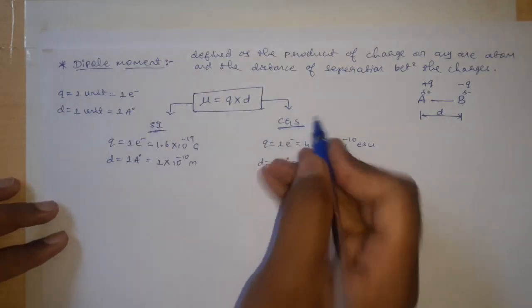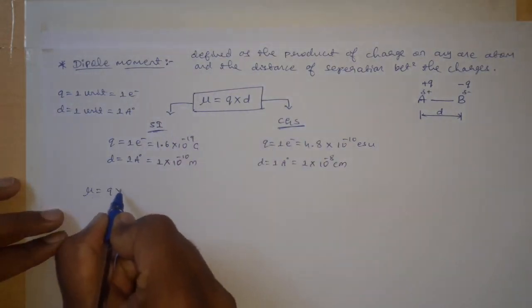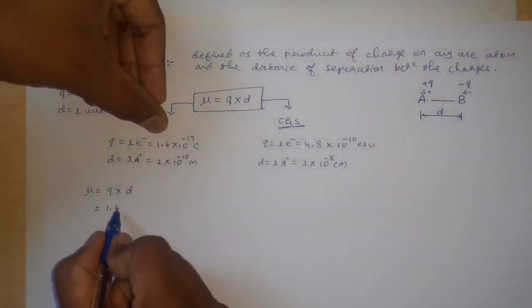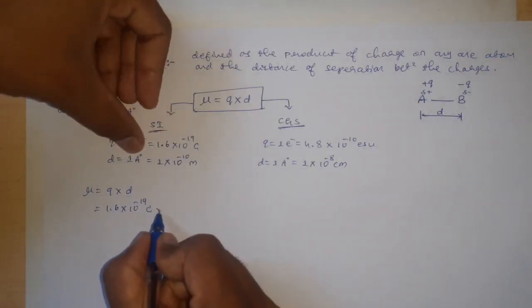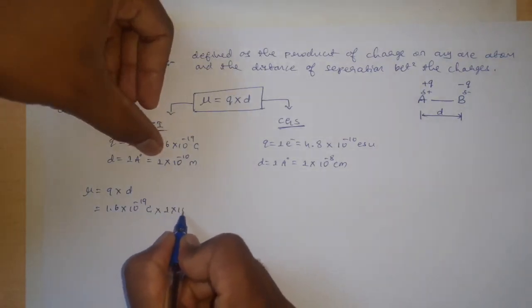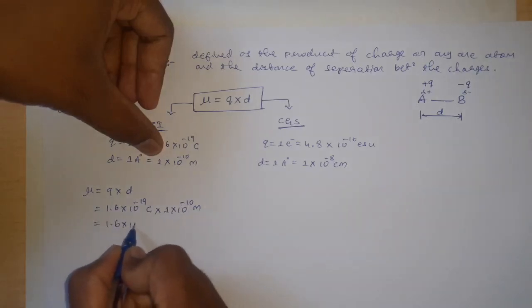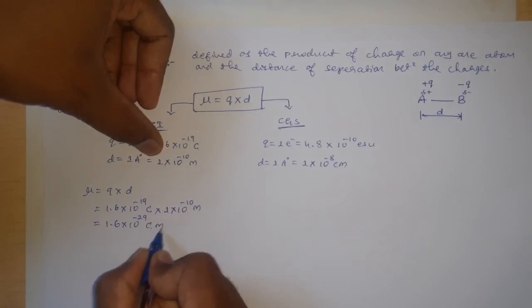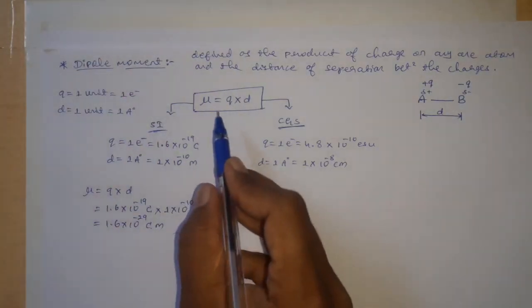Then we can write the units for dipole moment. Mu is equal to Q into d in the SI system. What is the value of Q here? 1.6 into 10 raised to minus 19 coulomb into 1 into 10 raised to minus 10 meter, which gives 1.6 into 10 raised to minus 29 coulomb meter. This is the SI unit of dipole moment.